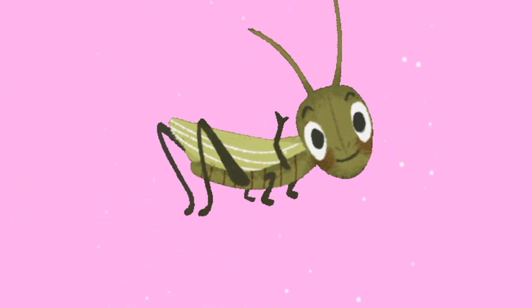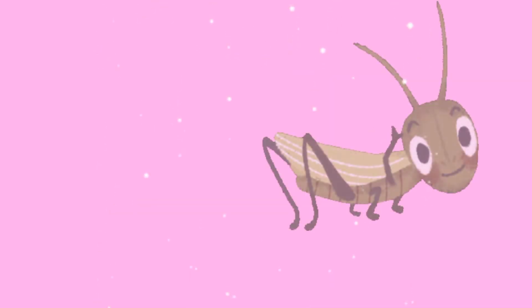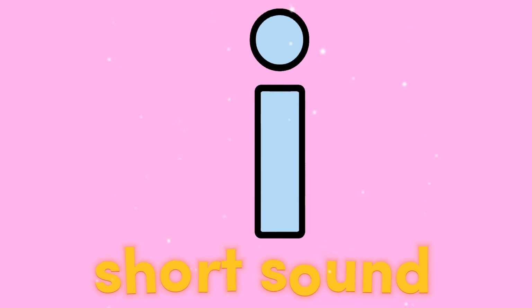Now look at the picture. This is called an insect. An insect usually has wings and 6 legs. Insect. It begins with the letter I. It begins with the short sound I.